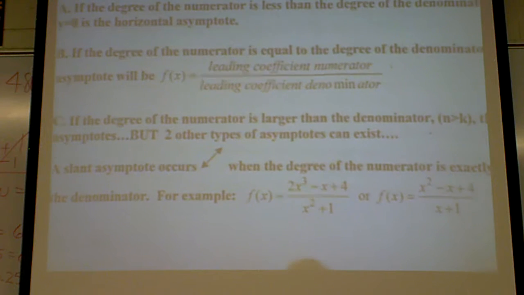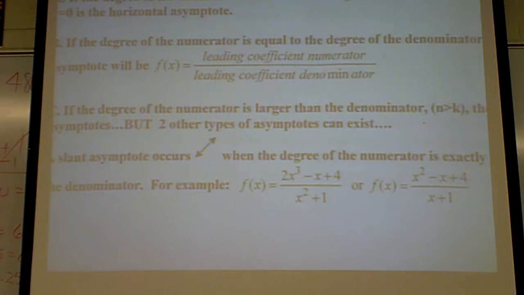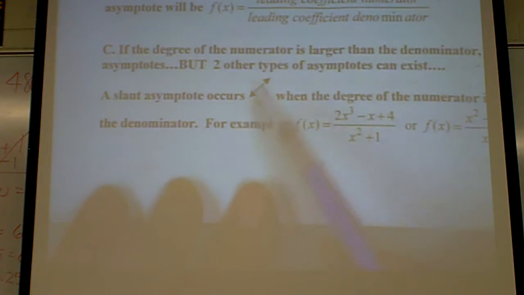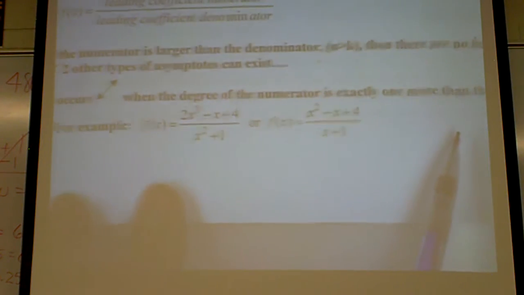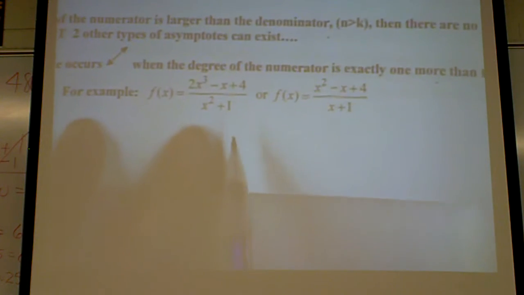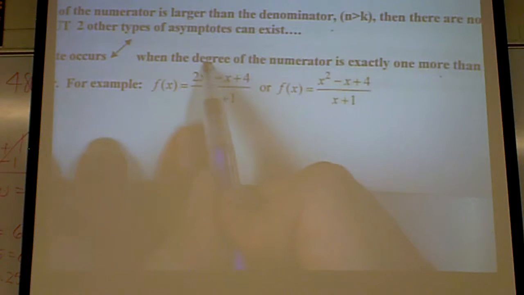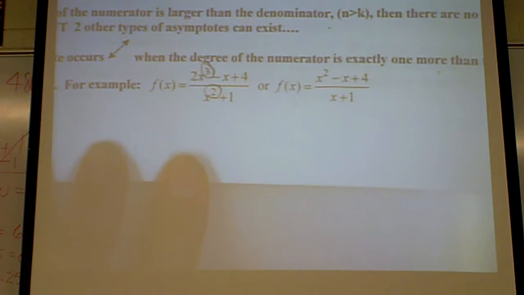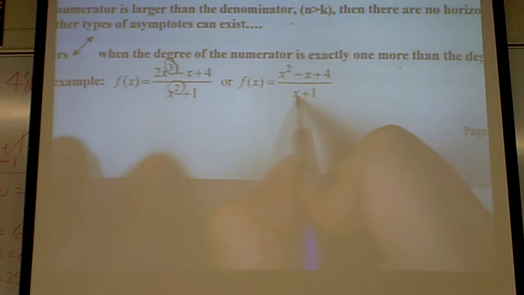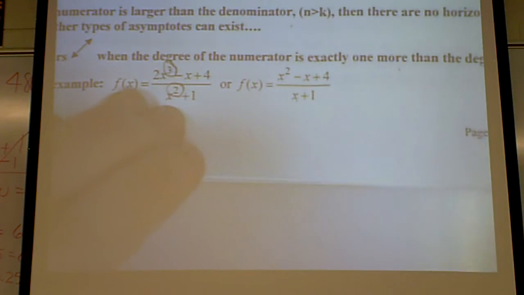And then in part C, it says if the degree of the numerator is larger than the denominator, then there won't be a horizontal asymptote. But there's two other types of asymptotes that can exist. So we have a slant asymptote. That's when the degree of the numerator is exactly one more than the degree of the denominator. So this would be an example. You look at this number right here, the numerator is 3 and the bottom one is 2. So that's only one more. Another example would be if this was x squared and the bottom is x. The degree is 1 apart. The degree, not coefficient.